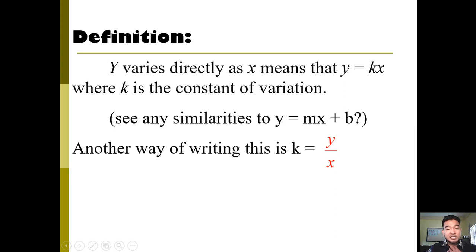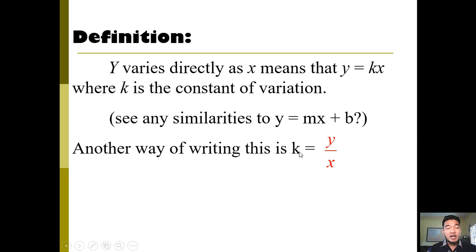Another way of writing this is k equals y over x. So ito yon, from y equals kx, kapag ang nawawala ay ang value ni k, pwede natin siyang gawin na k equals y over x. So dalawa lang ang tatandaan nating formula. Kapag nawawala si y, ang gagamitin natin ay y equals kx. Kapag ang hinahanap naman ay si k, ang gagamitin nating equation ay k equals y over x.